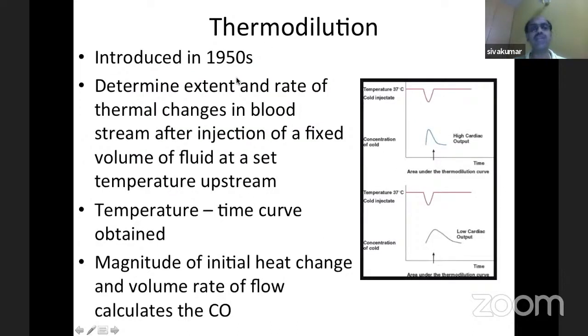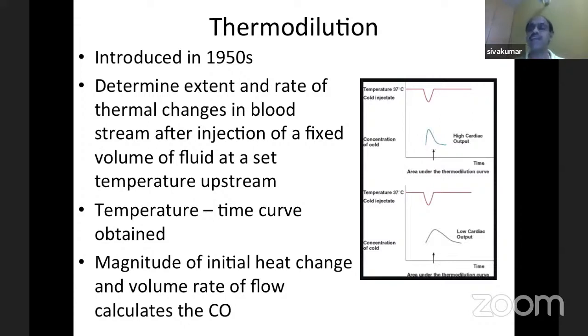Thermodilution was introduced in the 1950s. It's basically like a dye dilution. The only difference is instead of dye, it is the temperature. So the cold injectate, when you are injecting, suddenly the temperature goes down and becomes normal. And this temperature change is the concentration of cold, and the same area under the curve is calculated. Thermodilution uses the same principle.